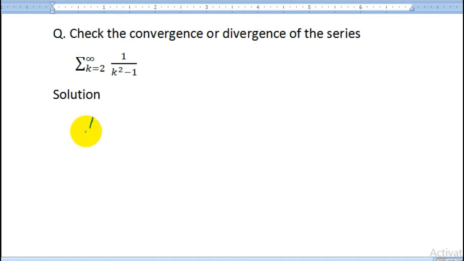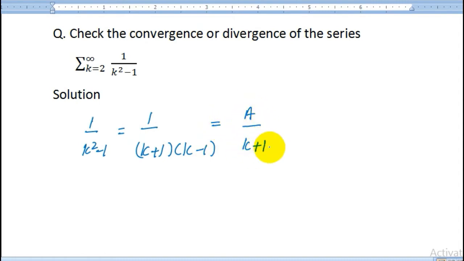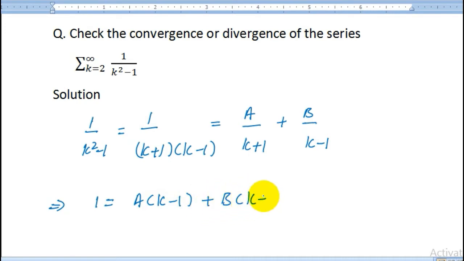1 upon k square minus 1 can be written as 1 upon k plus 1 into k minus 1. This can be written as a upon k plus 1 plus b upon k minus 1. Now we multiply both sides by k plus 1, k minus 1, which implies 1 is equal to a into k minus 1 plus b into k plus 1.